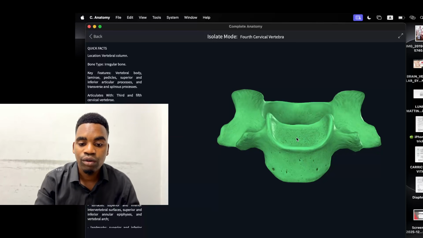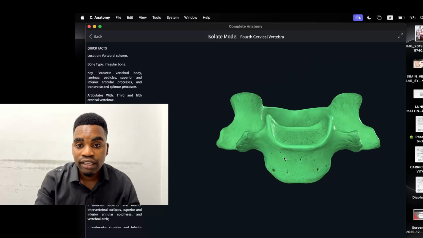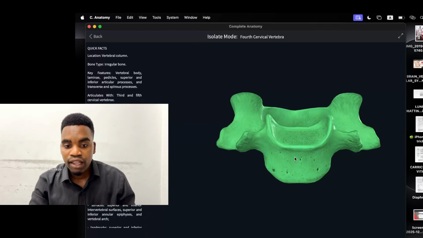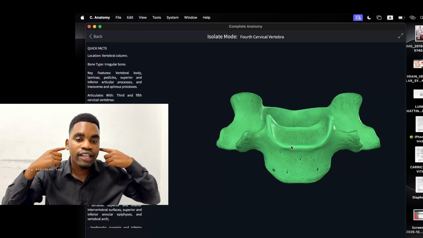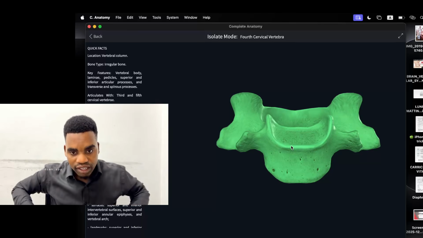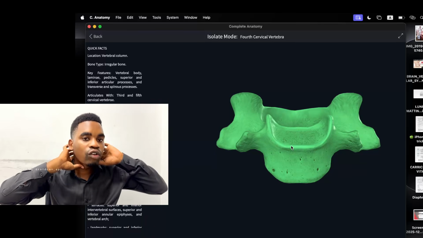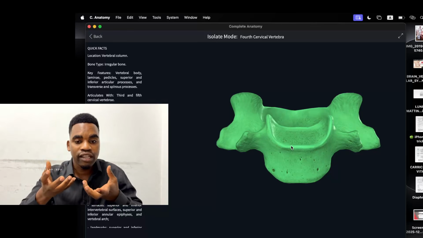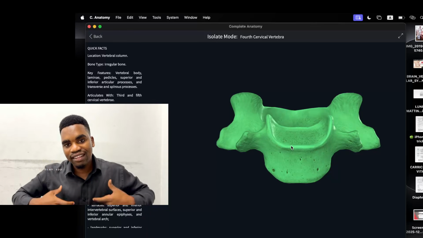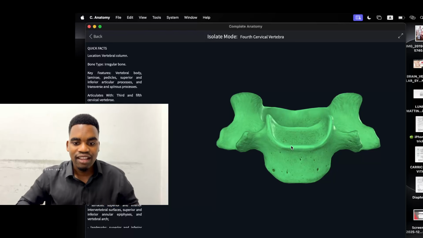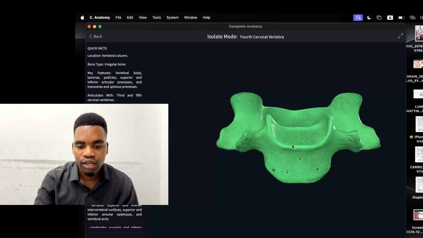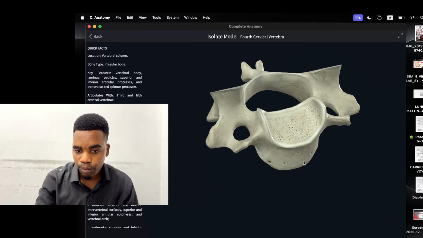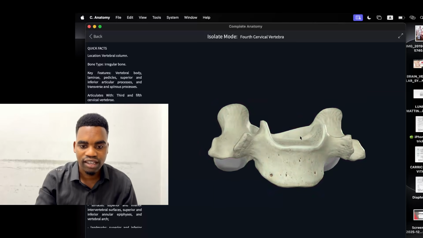And why small? Because the vertebral body is the weight-bearing part, and the ability of weight bearing increases as you move downward. The cervical vertebra, because they're placed higher in the vertebral column, bear minimal weight, and this is why their bodies are very small compared to the thoracic and the lumbar.